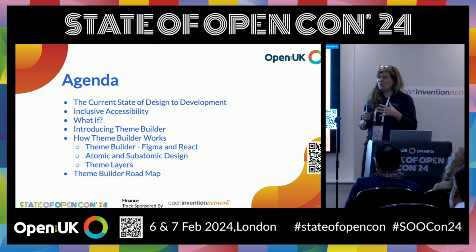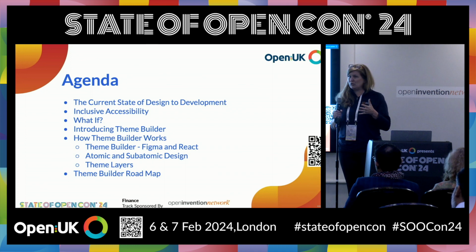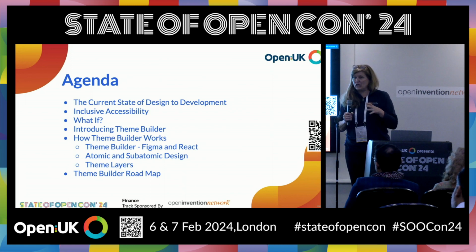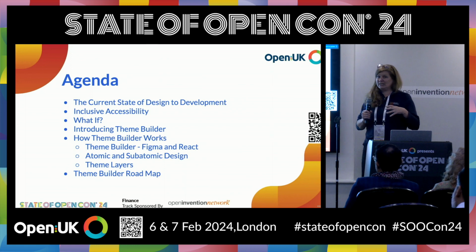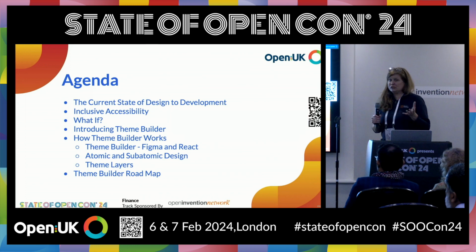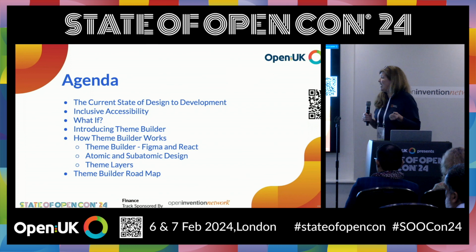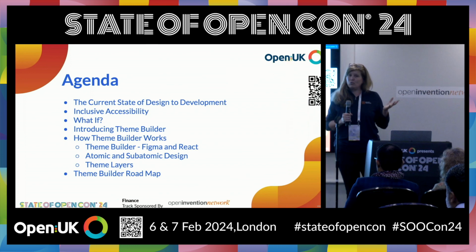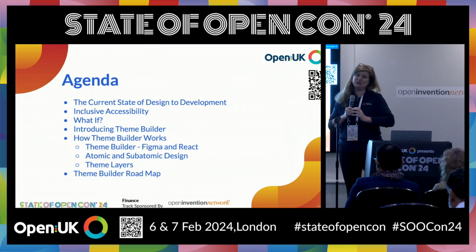Then we will talk about what if we took a different approach to this? What if we took an open source approach to this? And what if we could build the logic of creating accessible experiences into the way that we built design systems? We will introduce you to our project Theme Builder. We will show you how it works. And then we will give you a little roadmap of where we think we're taking Theme Builder towards the future.